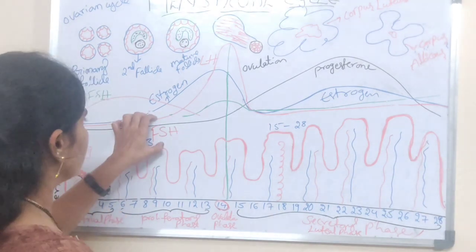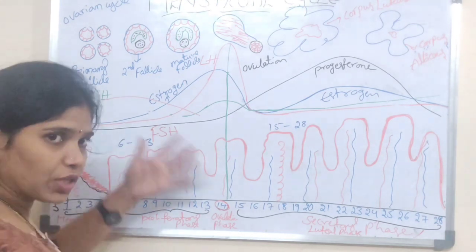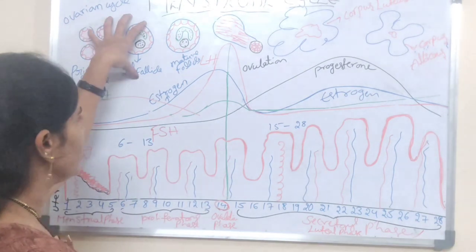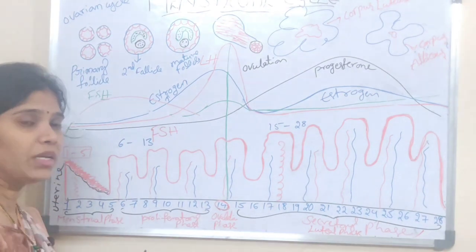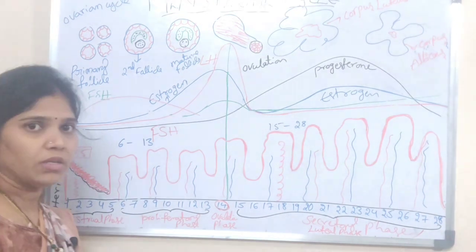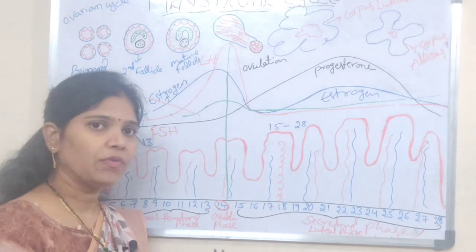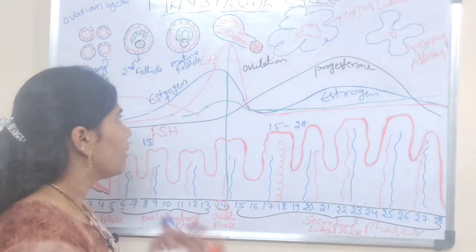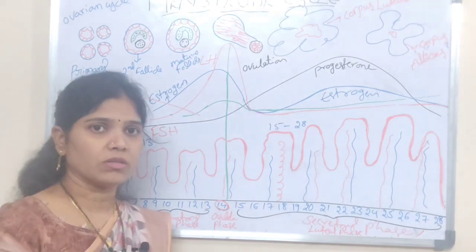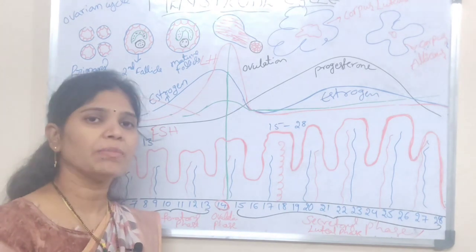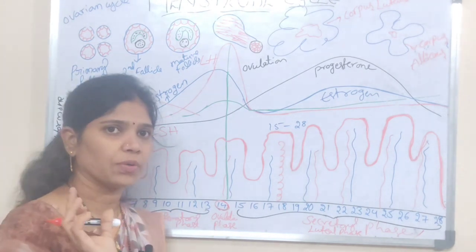This hormone mixes into the blood circulation and reaches the ovary, and it helps to develop the Graafian follicles in our female ovaries. With the help of FSH hormone, there is development of the Graafian follicles in the female ovaries. That is the main function of FSH hormone.